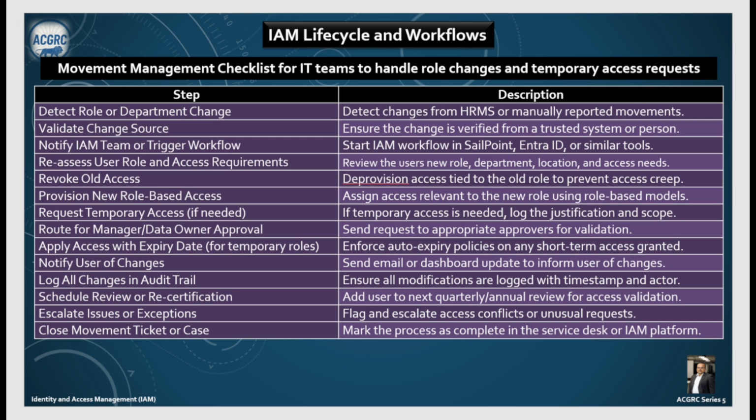If temporary access is needed, log the justification and scope. Send the request to the appropriate approver for validation. Enforce an auto-expiry policy for any short-term access granted. Send email or dashboard updates to inform the user of changes. Ensure all modifications are logged with timestamp and actors. Add users to the next quarterly or annual review for access validation. Flag and escalate access conflicts or unusual requests. And mark the process as complete in the service desk or IAM platform.